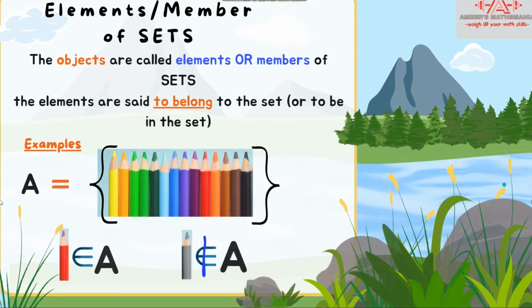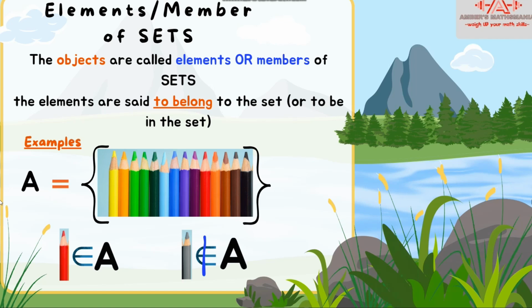Now, elements or members of sets. The objects are called elements or members of the set, and the elements are said to belong to the set or to be in the set. For example, here you can see A is equal to the set of all colors. So red color belongs to A. It means that red color is in the set A. And is there any gray color? No, this gray color does not belong to set A.